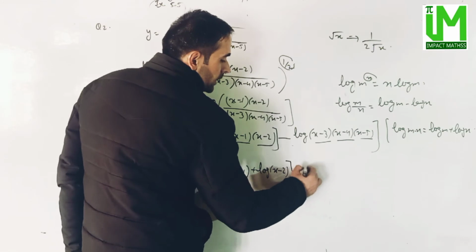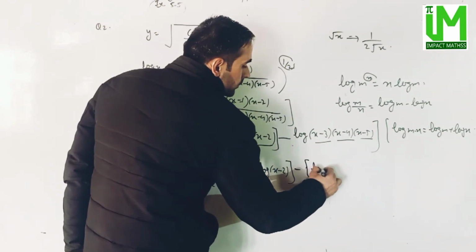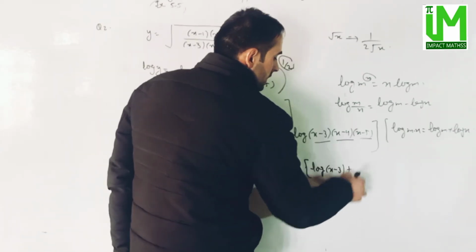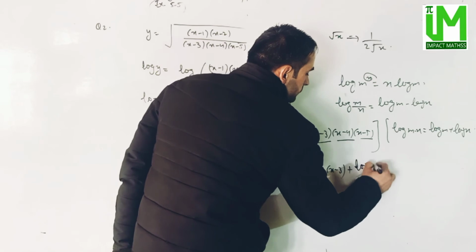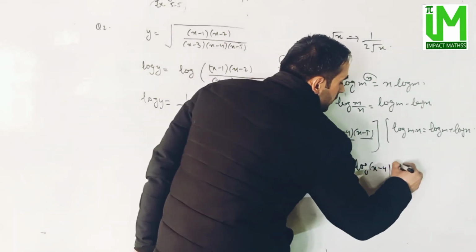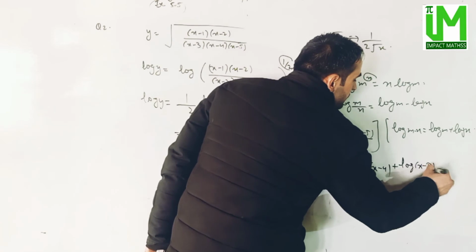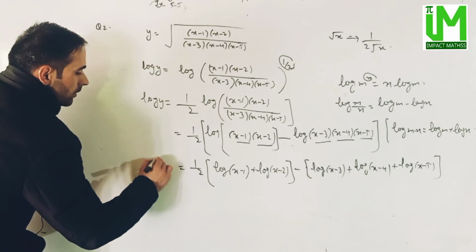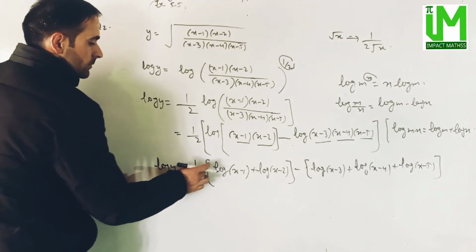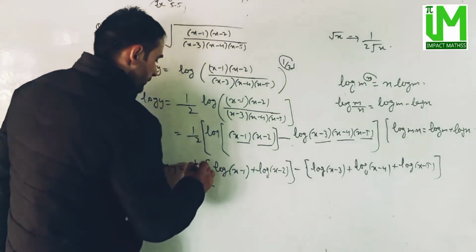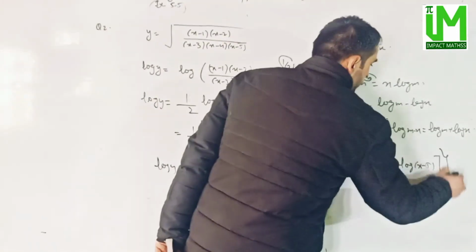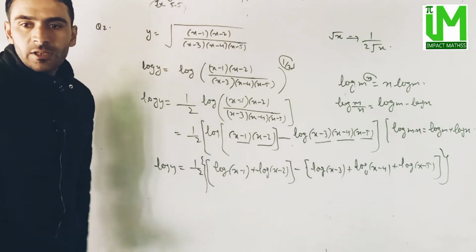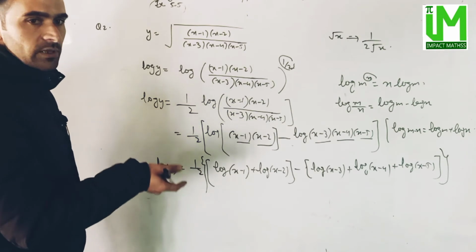After that, minus log of (x−3) plus log of (x−4) plus log of (x−5). Now we differentiate. So it will be log y, with 1 by 2 multiplied with each term. Now we further simplify, and if we differentiate now, that will be much easier.